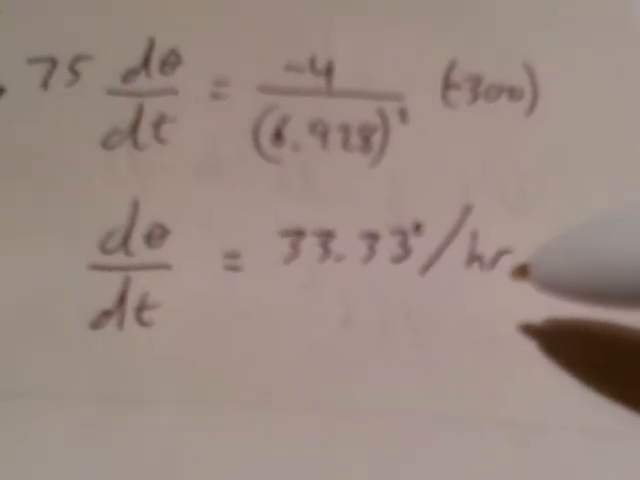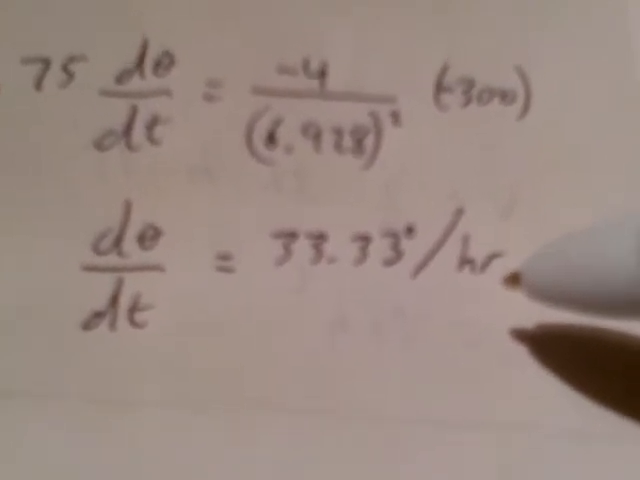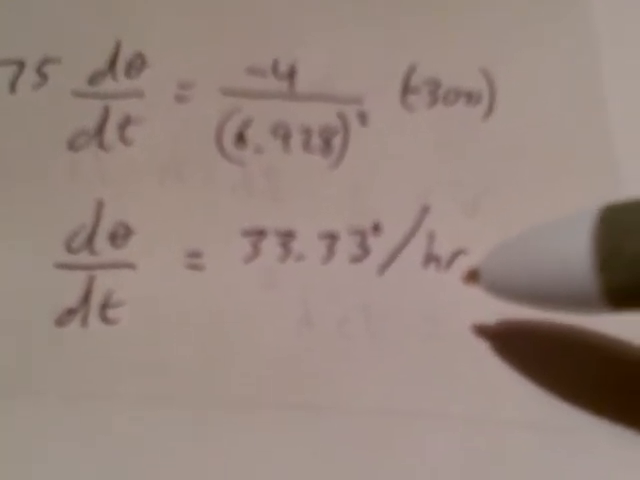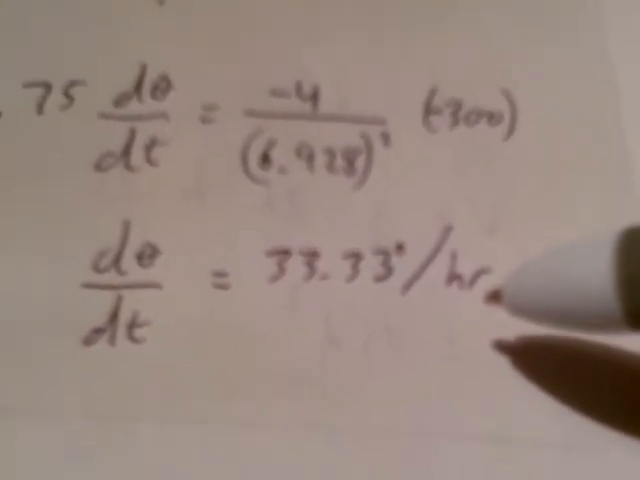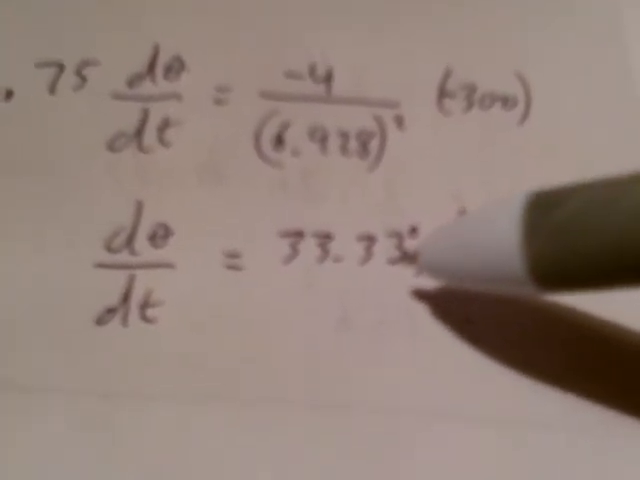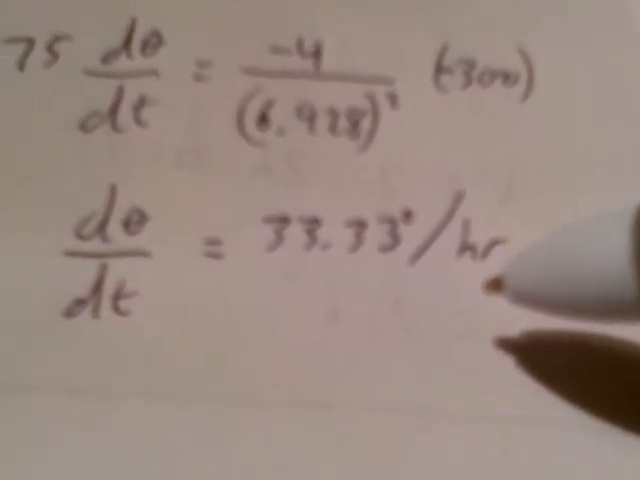As the plane is fairly far away, we have the angle that is changing fairly slowly. As the plane gets closer and closer to being directly overhead, the angle of elevation will change more rapidly. So that's why this is not changing all that quickly. So 33.33 degrees per hour.